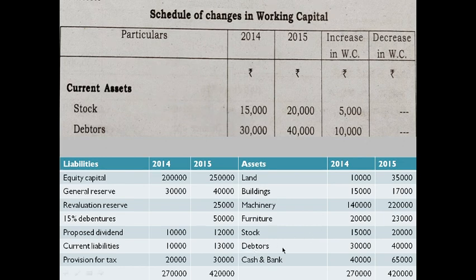Next asset, debtors. In the beginning it was 30,000, after that it came to 40,000, so again there is an increase in current asset, and you need to show the difference amount in the increase in working capital column. I hope you all know the rule for allotting the difference amount in the increase as well as decrease columns in the schedule of changes in working capital. I am not explaining it again and again. Finally, it is the cash and bank.